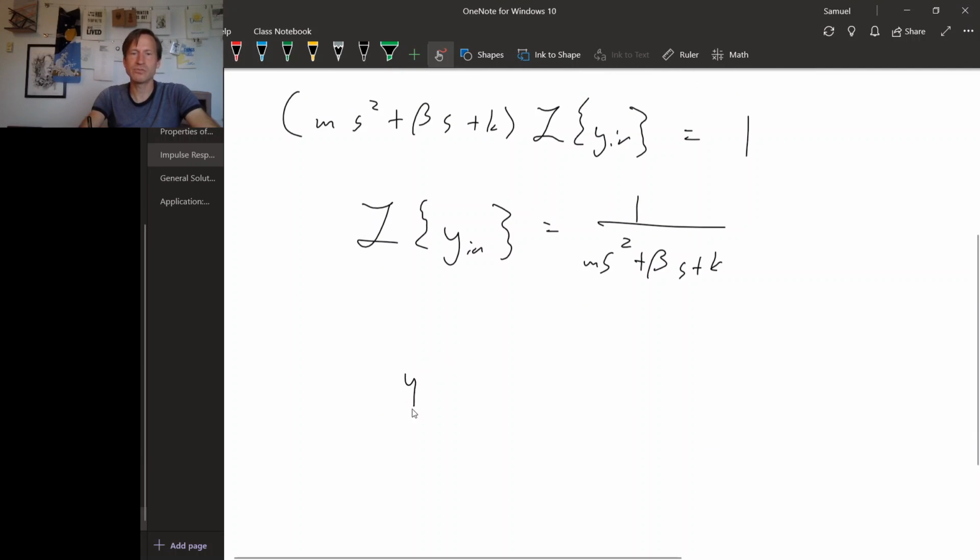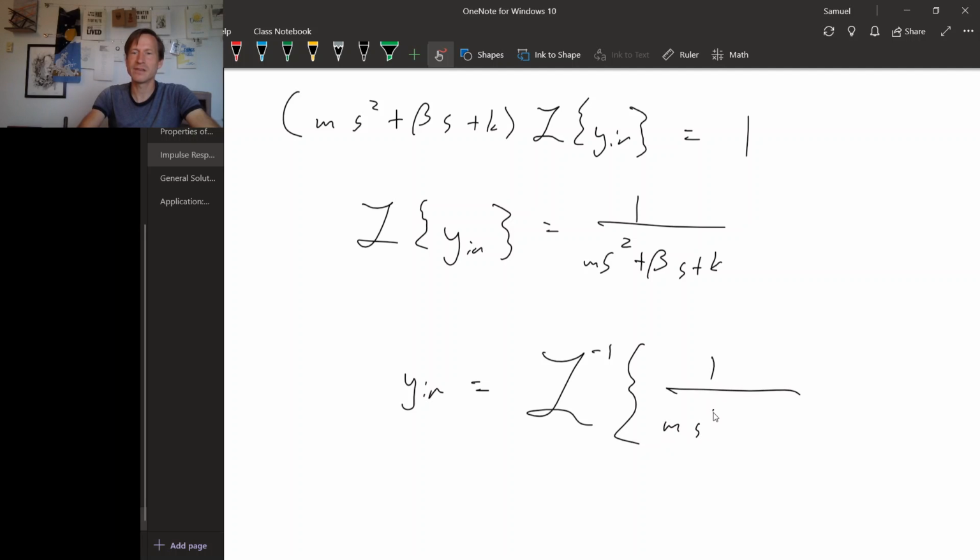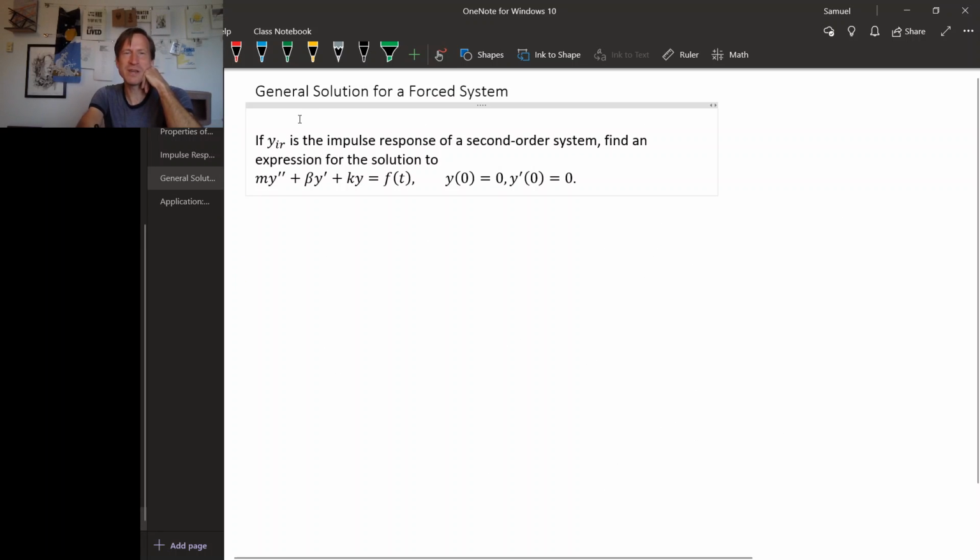And so for the impulse response itself, we just take inverse transforms. The impulse response is the inverse transform of 1 over ms squared plus beta s plus k. And if you had particular values for your system, for your mass, your damping, and your spring, you could actually work out what this inverse transform is. Okay, so that's an impulse response, but now let's back up and ask a more general question. If we know an impulse response, what is the solution given any sort of forcing?